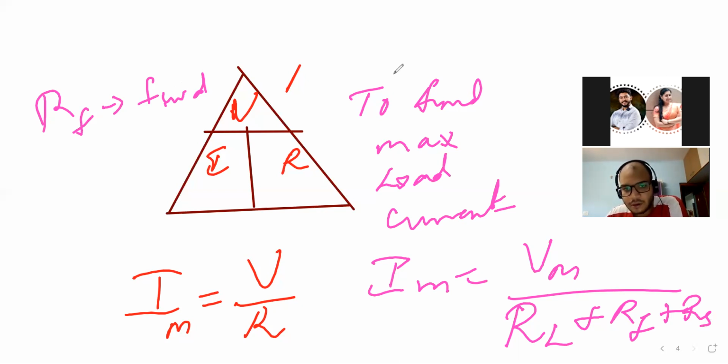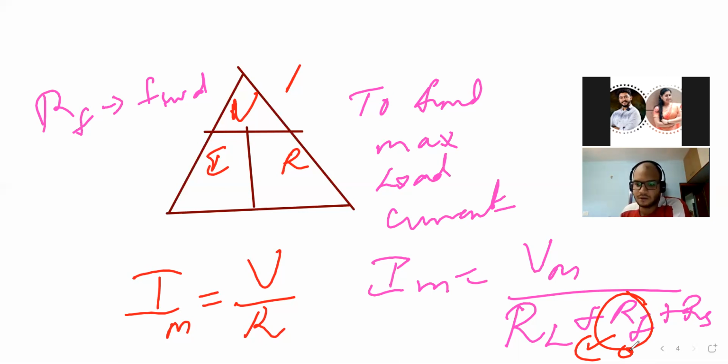But ideally speaking, this RF value will be 0. That is for ideal, because it is in forward bias, the current is flowing. And this RS maybe I can attach with the transformer. That's the reason it's already inbuilt, and that's the reason we are not showing it in the figure also.